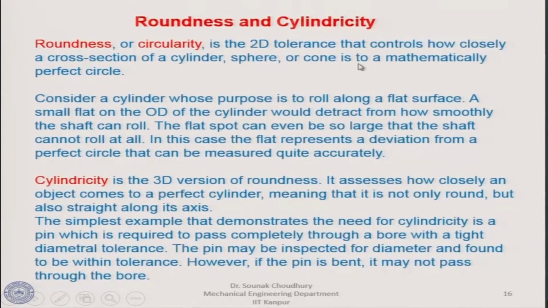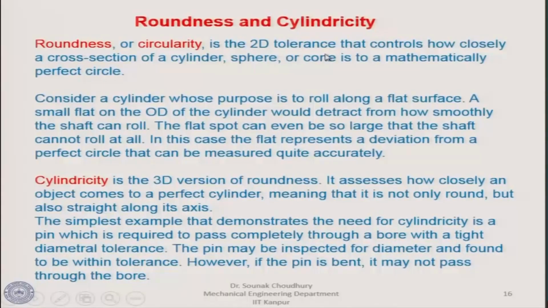Now, roundness and cylindricity. Let us give you a basic concept or the definition of roundness or circularity. It is the two dimensional tolerance that controls how closely a cross section of a cylinder, sphere or cone is to a mathematically perfect circle. Okay. So, roundness is a mathematically perfect circle, where on the periphery all points will have the same radius from the center.